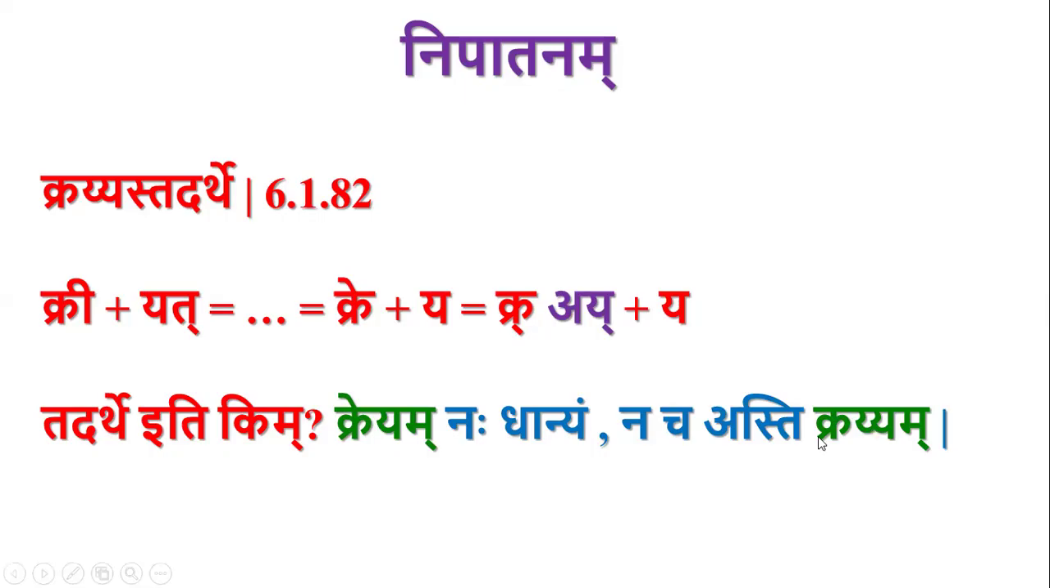Na cha hasti krayam: but it is not available. Krayam here means available, upalabdham, available for purchase. Kraya also means to be purchased. So in the sense of available for purchase, krayam is used, and in the sense of to be purchased, we use krayam. Both are yat-pratyayanta only. In the tadartha sense, we use krayam.